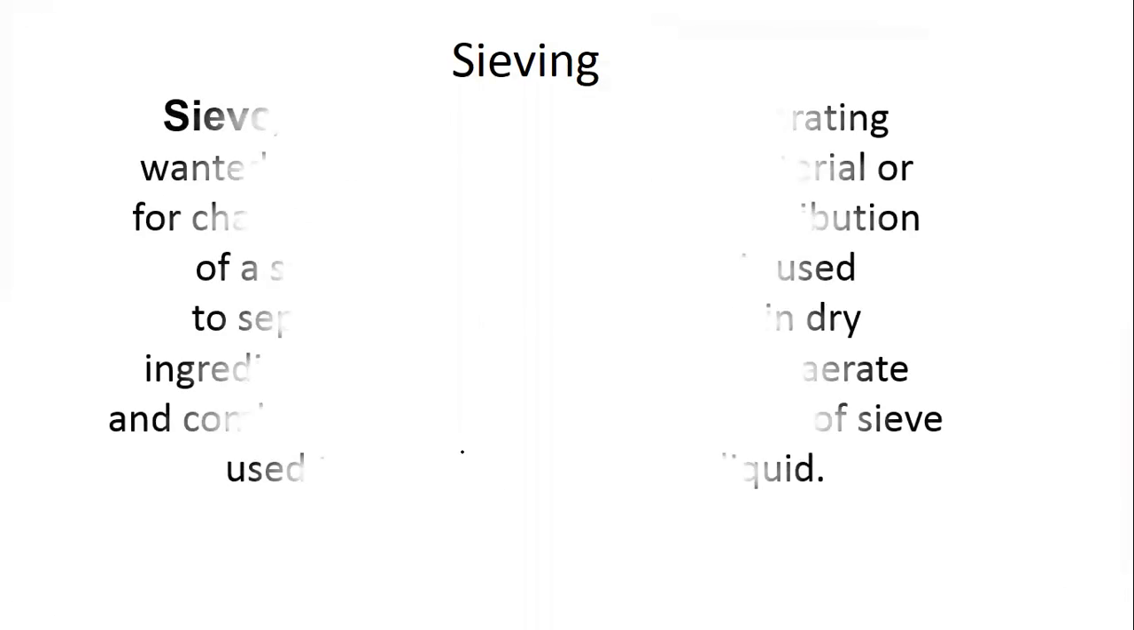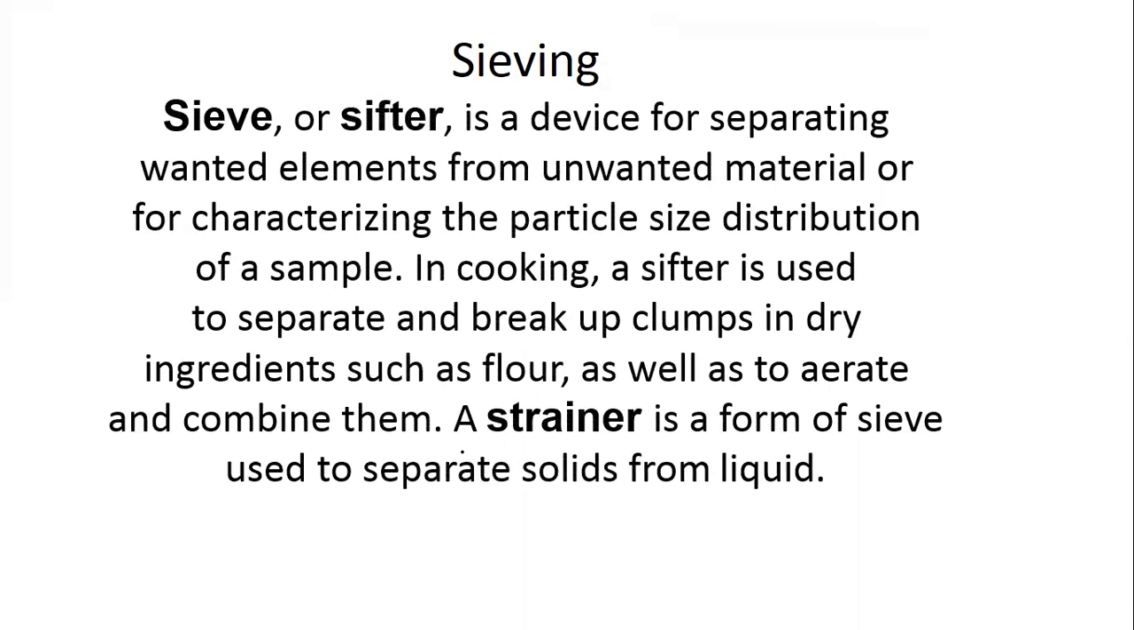Sieving. A sieve or sifter is a device for separating wanted elements from unwanted materials or for characterizing the particle size distribution of a sample. In cooking, a sifter is used to separate and break up clumps in dry ingredients such as flour, as well as to aerate and combine them. A strainer is a form of sieve used to separate solids from liquid.